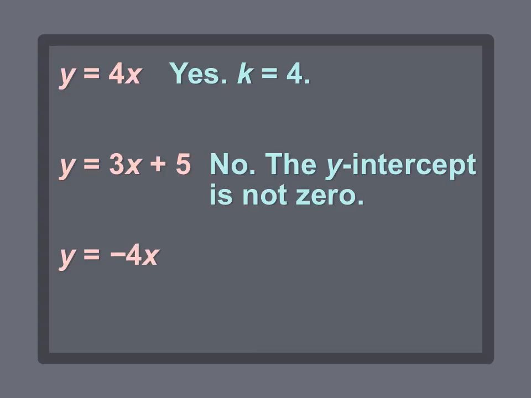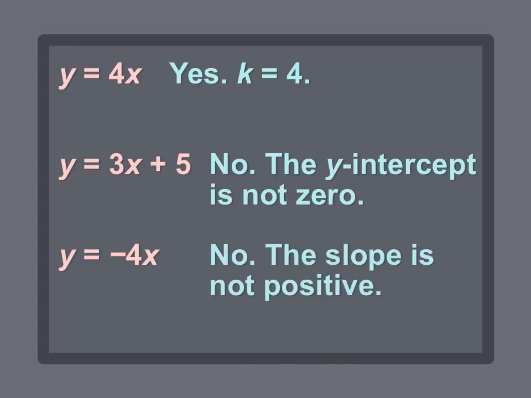Next one, y equals negative 4x. So this one's also not a direct variation because the number in front of the x is negative. It's not supposed to be negative. The slope has to be positive. So since we have a negative k value, then we say no, this is not a direct variation.